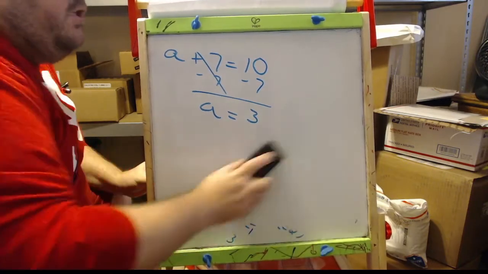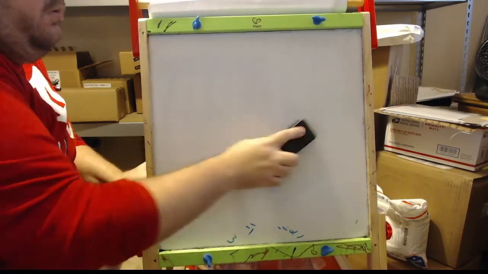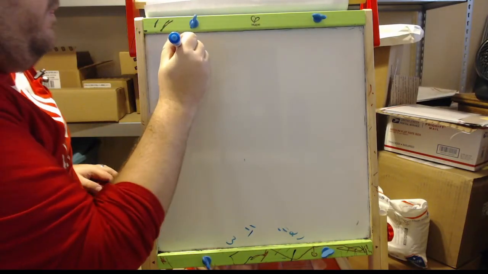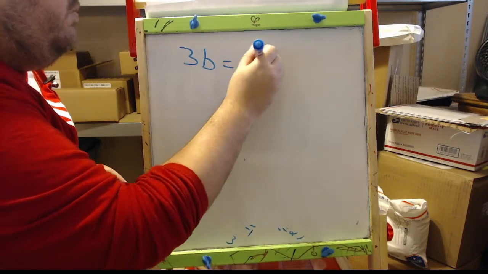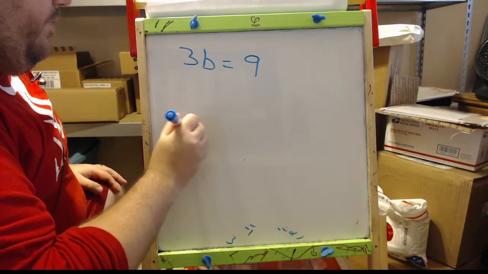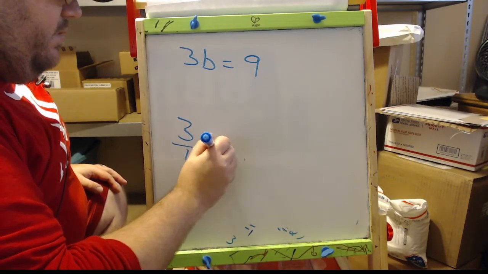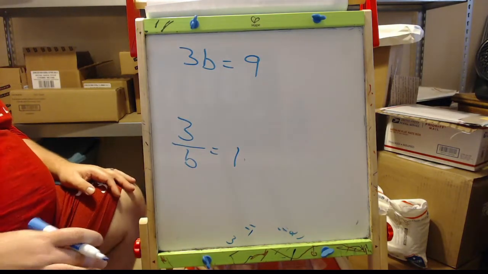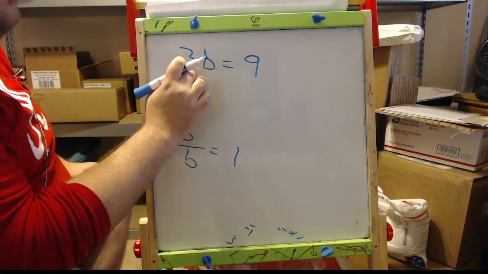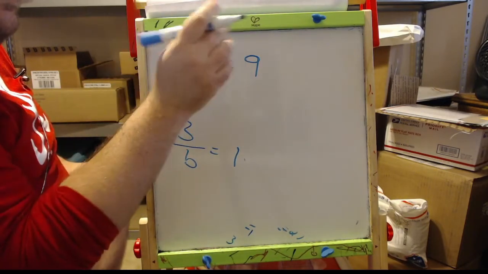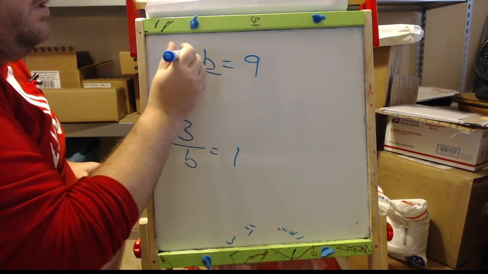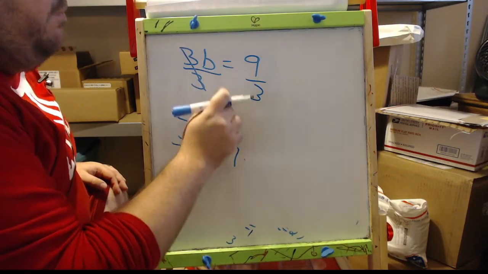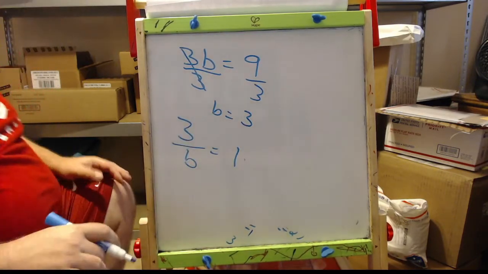Okay, what if it's multiplication and division? All right, so that's our second type. Let's say we had 3b equals 9, or 3 over b equals 1, let's say. Here I'm multiplying 3 times b, which means to get it on the other side, I've got to divide. 9 divided by 3, the b is left over. b equals 9 divided by 3, or 3.